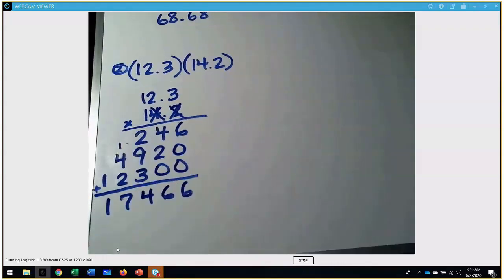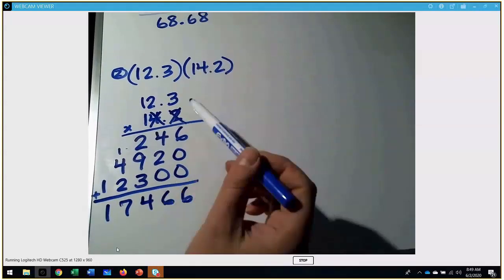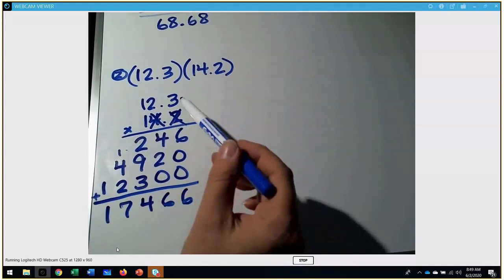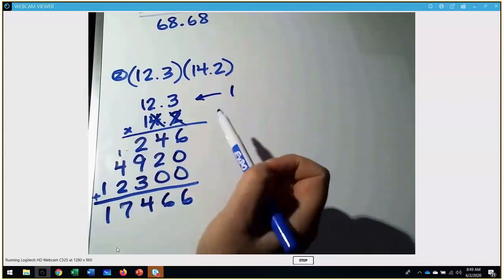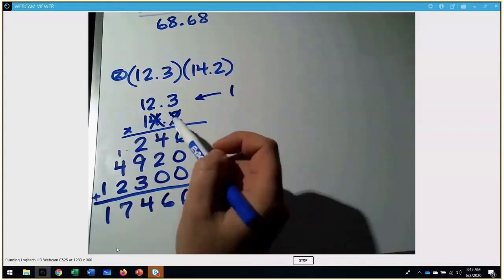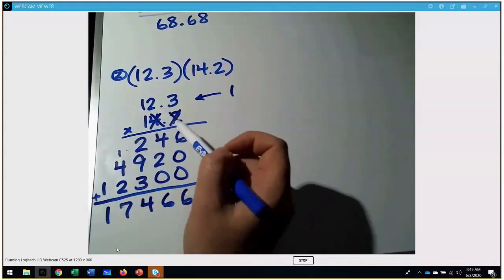If this were whole numbers, we'd be done. Now we need to go and place our decimal point. So I had 1 digit after my decimal in the first factor, and I have 1 digit after my decimal in my second factor.